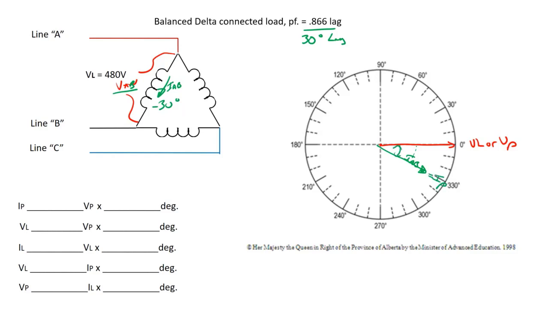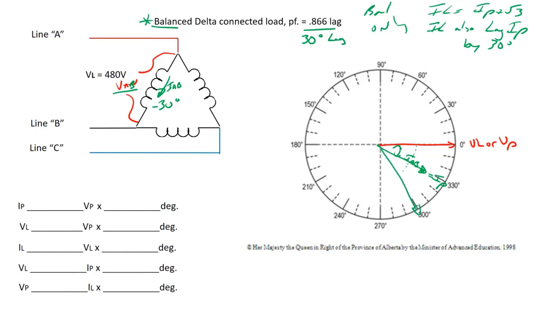Okay. And then we know that the line current, so I line is equal to I phase times √3, but I line also lags I phase by 30, and this is for balanced only. Balanced circuit, we're good to go. So back 30 for the line, and it's going to be a larger vector because it's 1.732 times larger. So that's your IA. That's your I line. All right, just going to put some values in here. Phase current lagged phase voltage by 30, and then I line lagged I phase by 30.